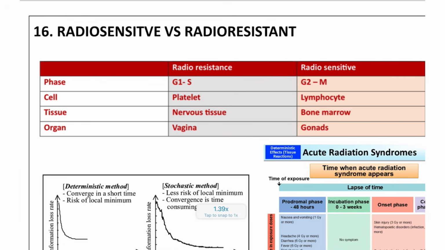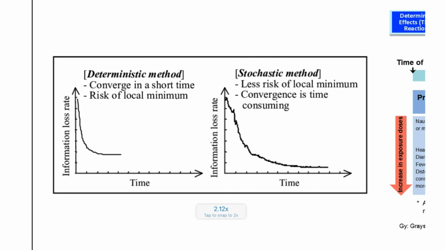Next, radiosensitivity versus radioresistance. Radioresistance is seen in the G1 phase more than the S phase, and platelets are very resistant, nervous tissue is resistant, and so is the vagina. Sensitivity is seen in the G2 and M phases, lymphocytes, bone marrow, and the gonads. There are two types of effects: one is deterministic, the other is stochastic. Deterministic is very local and minimal, and is seen over a short duration. Stochastic has a lower risk, but it is time consuming, with severe long term effects like carcinogenesis and cataracts.